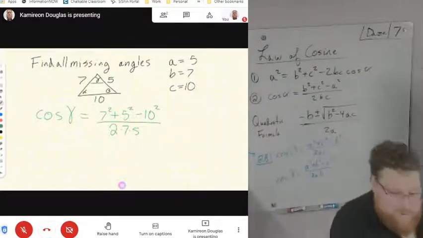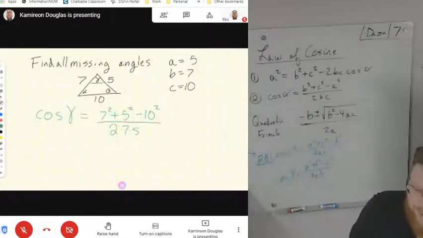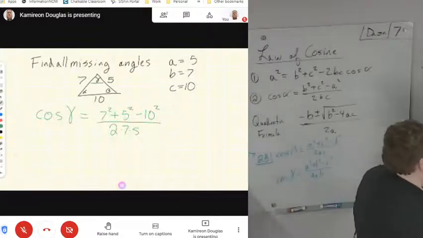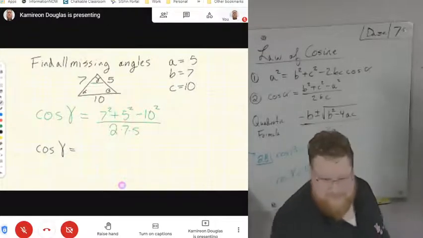All I've done is plug into that formula. From here, I start simplifying, and once I've simplified down as far as I can, I then use an inverse to get gamma by itself. Let's do it. Cosine of gamma is equal to, if you got a calculator, go ahead and type all that in for me, and I'll make sure mine matches yours.